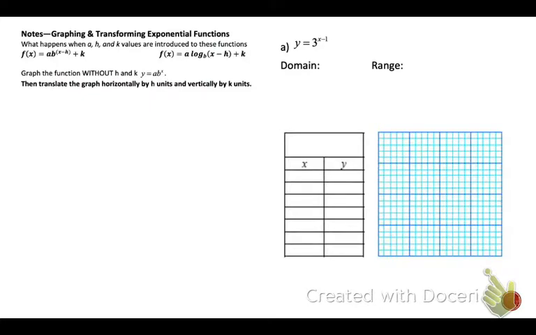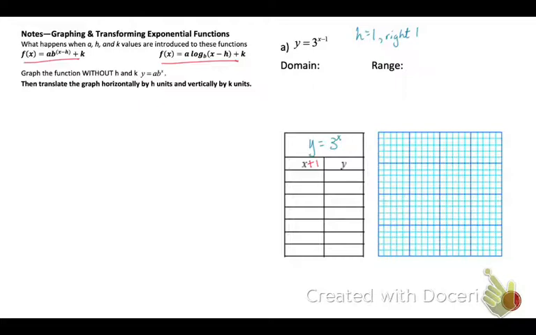All right, now let's shift to some exponential graphs. So I have given you the exponential equation now with our a, h, and k value in it. Also, there's the log with a, h, and k. Let's hold on a moment. So we're going to graph y equals 3 to the x minus 1 power. So we have an h value. It's up by the x. It's +1, so we're shifting 1 to the right. So that means in our table, we will add 1 to the x values.